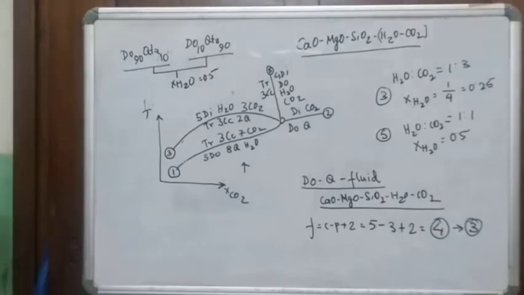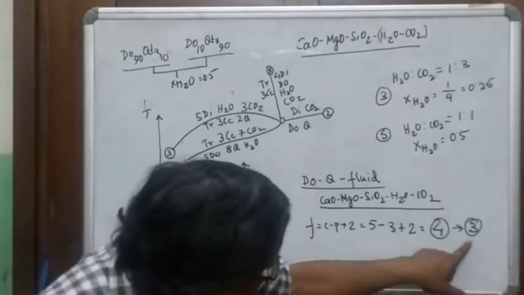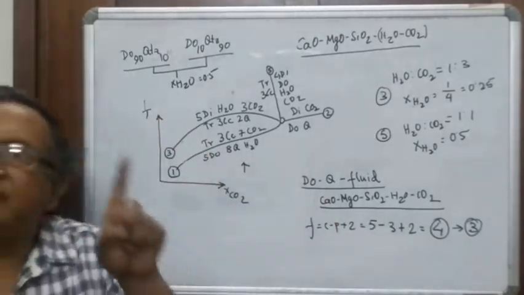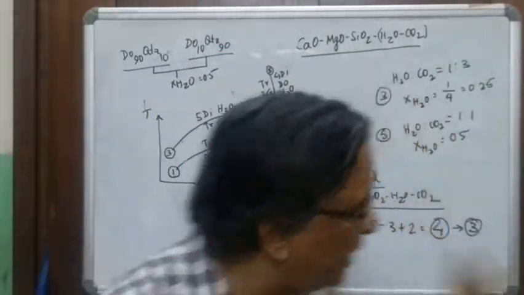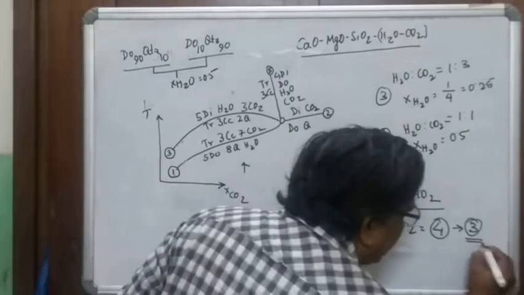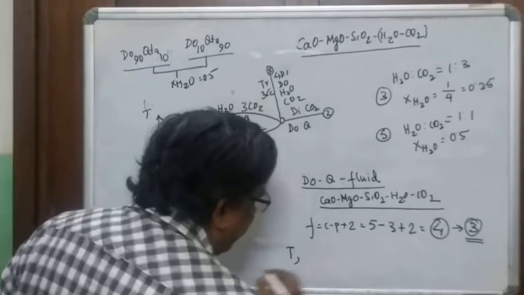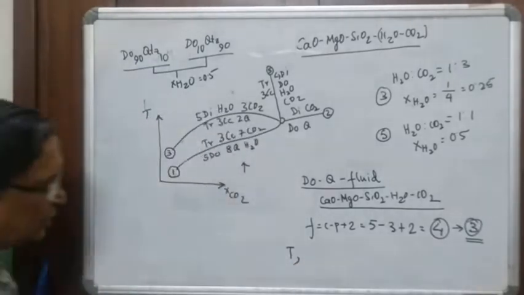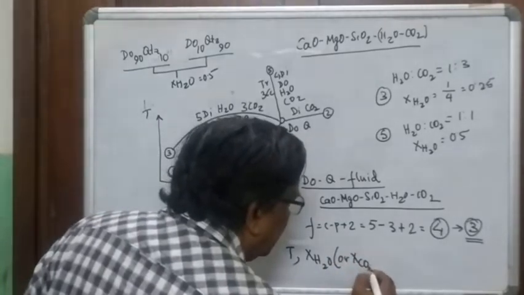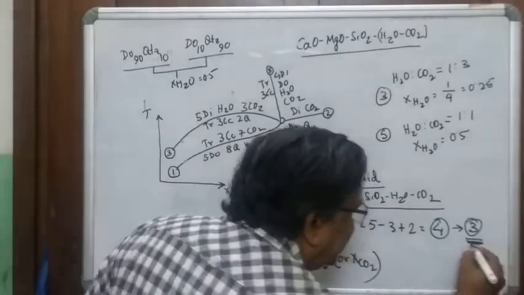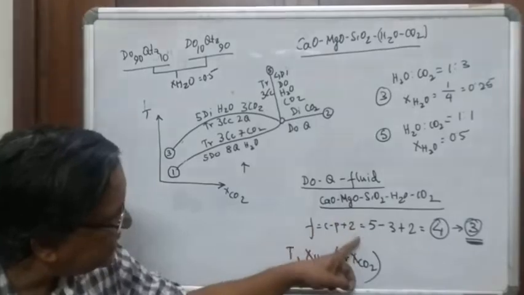Right? What are the variables? You see, normally the variance is 4. But why have I taken 3? Because you know this diagram was calculated at constant P. So P is known. So one variable is gone. You have now 3 unknowns. What are the 3 unknowns? Can you tell me? One is temperature, of course. What is the other unknown? XH2O or XCO2. Now you tell me, why this 3? So have I made a mistake here or have I made a mistake here?